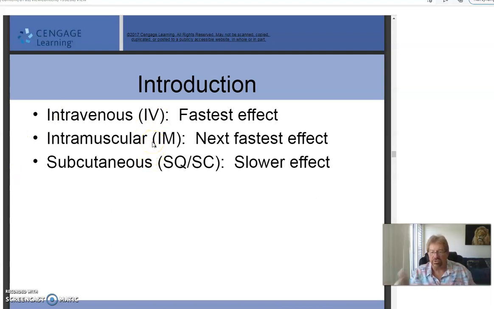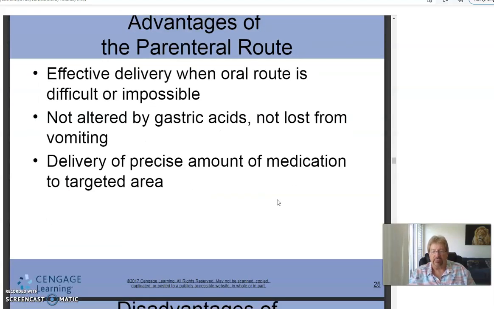Intramuscular is where you just put it straight into the muscle. IV has the fastest effects, intramuscular next fastest, and then you can go subcutaneous, up under the skin. It has a slower effect, and there's also an intradermal. I haven't mentioned that here.